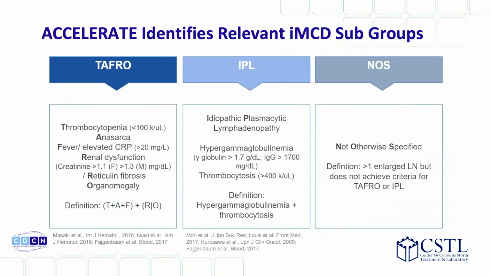One subtype many of you might have heard of is the TAFRO subtype. It's an acronym for low platelets, which is also called thrombocytopenia, anasarca, which is a term for fluid all over your body, renal dysfunction, meaning your kidneys don't work, reticulin fibrosis, which is a change within your bone marrow, and then organomegaly, which means enlarged spleen and/or liver. And you need 4 of those features to have what's called TAFRO syndrome.